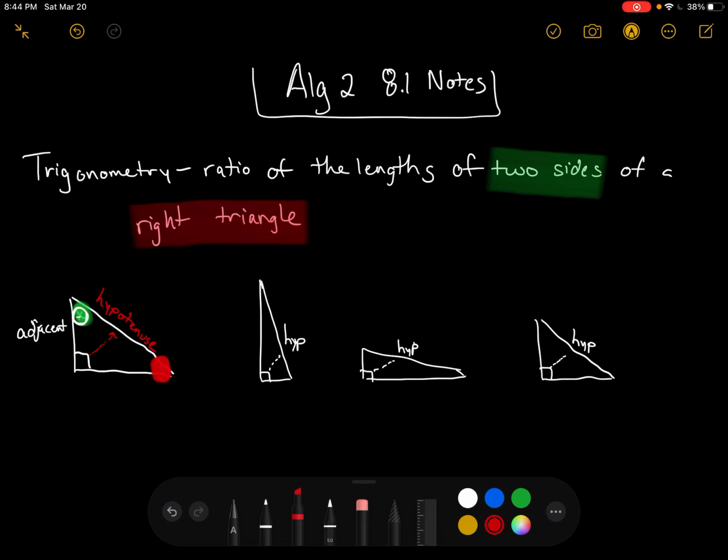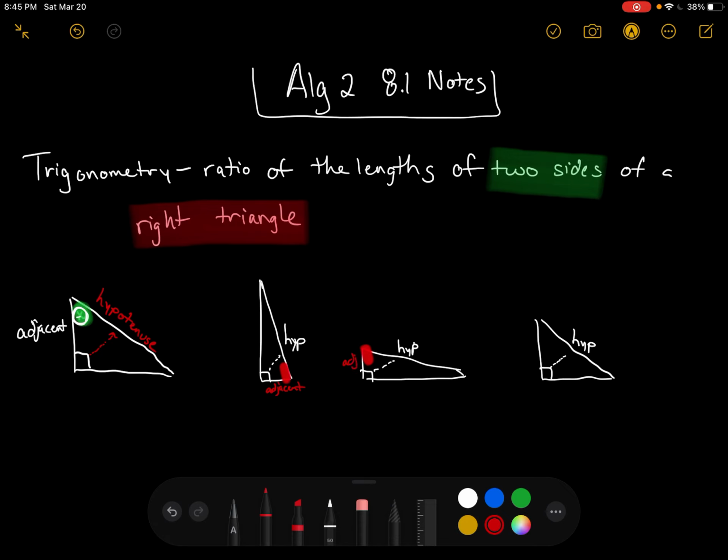Let's say we were using a different angle. If we're using this angle, the side I just labeled is no longer adjacent. The side that is touching it would be the adjacent side. Let's go through a few more examples. If we use this angle, the adjacent side is directly touching it. It is part of the angle, quite literally.